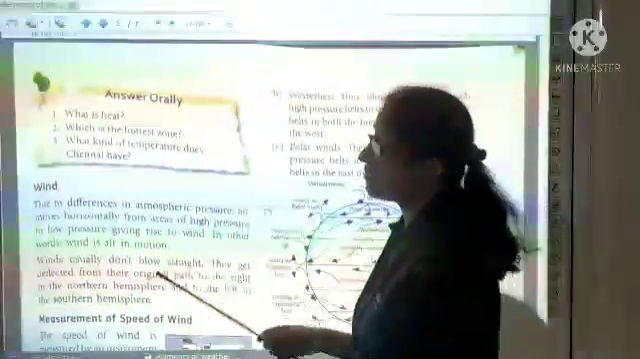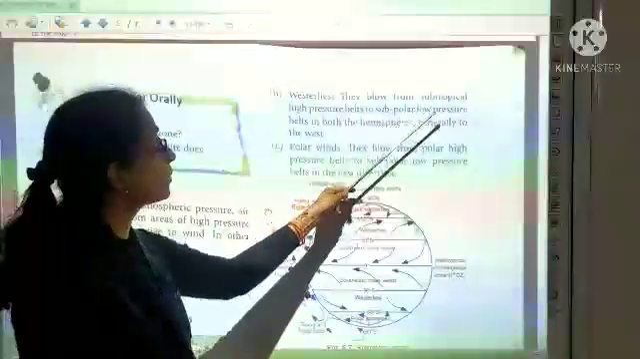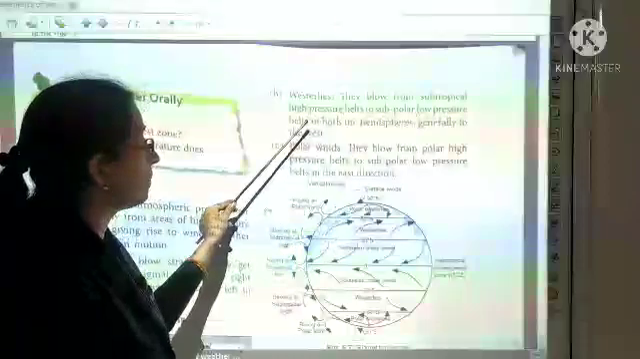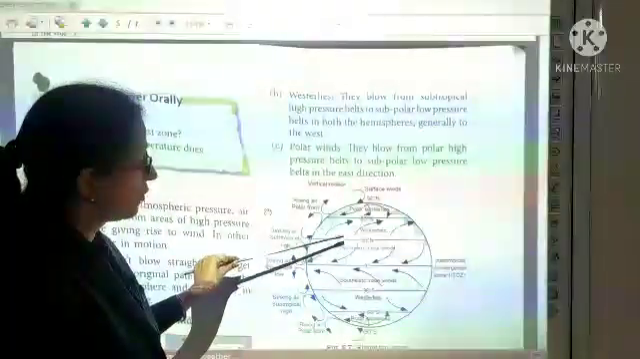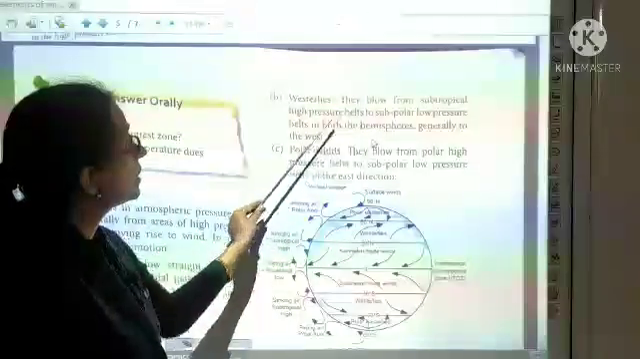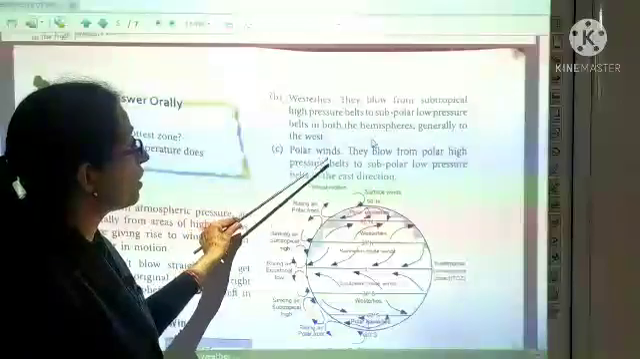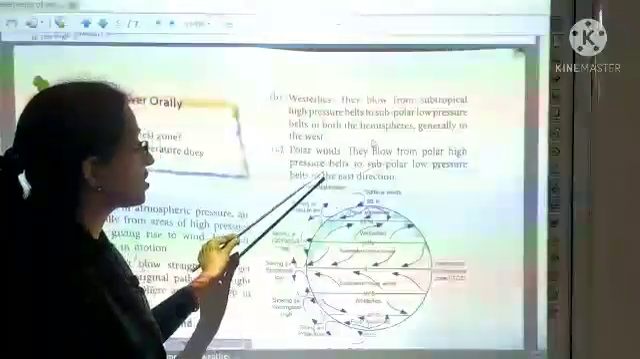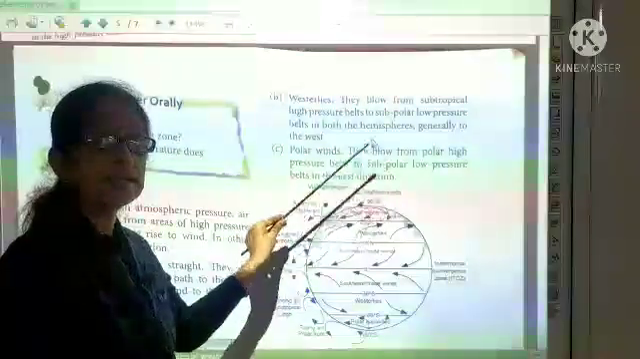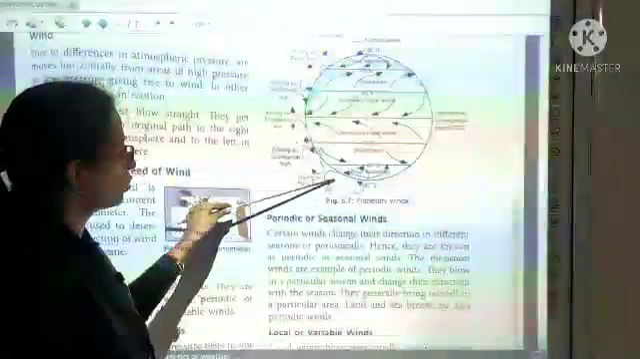Now here come the westerlies. What are westerlies? They blow from the subtropical high pressure belt to the subpolar low pressure belt. Subpolar की तरफ जो जाती है, see here, from here to here. This is westerly. Westerly winds in both hemispheres generally blow from the west. Polar winds blow from polar high pressure belts to subpolar low pressure belts in the east direction. This is the way the winds blow. In the diagram they have given you, you have to go through that.